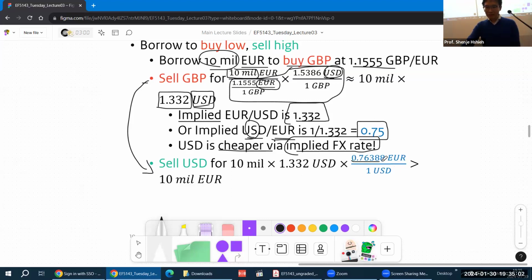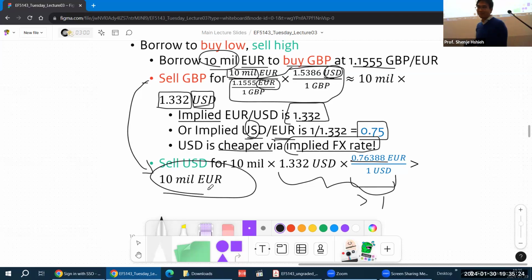0.76388, right? We sell it at this better price, in which we got it at 0.75. We turn around and sell it at a higher price. Obviously that gives you something that's greater than 1, right? And so this term is greater than 1. So something greater than 1 times 10 million, right? So this entire thing, something greater than 1 times 10 million, must be greater than 10 million.